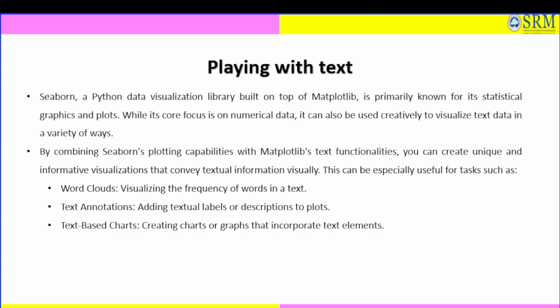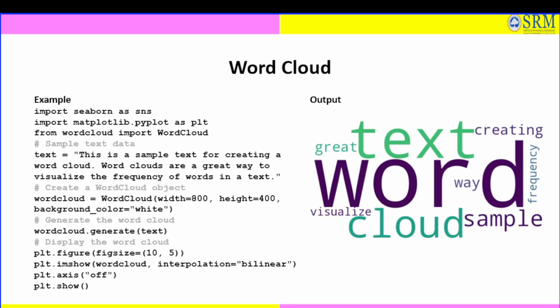Text annotations are nothing but annotating the text. So you add textual labels or descriptions to particular plots. And finally, text-based charts: we create charts or graphs that incorporate text elements. So first we'll see how to create a word cloud.